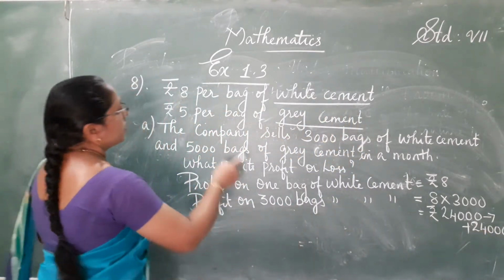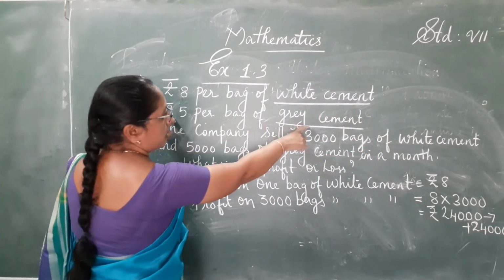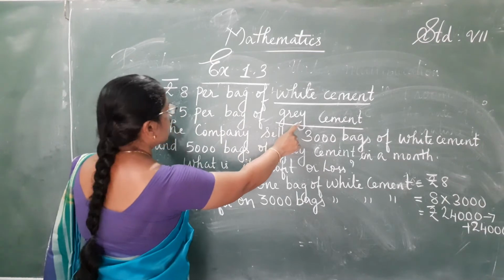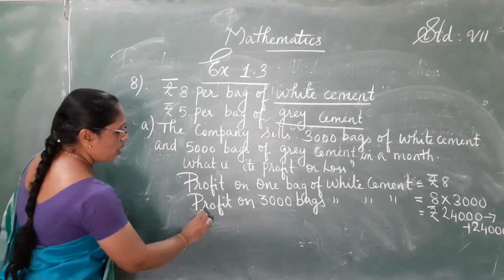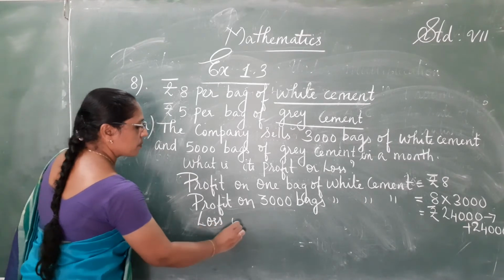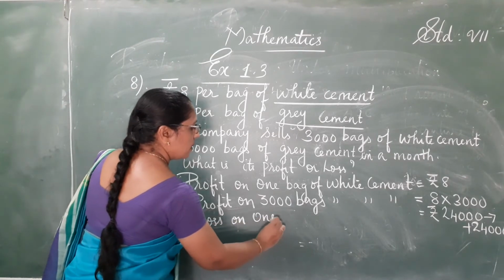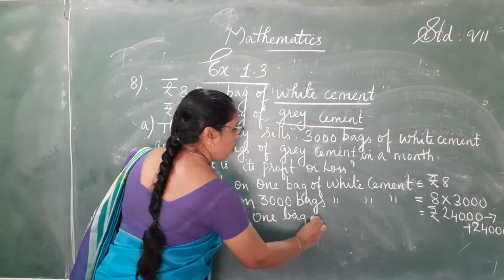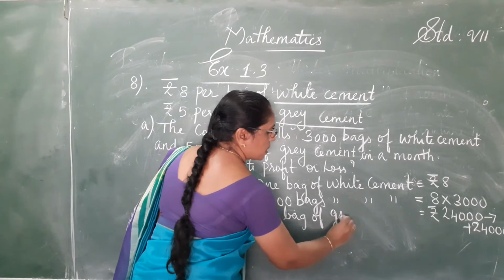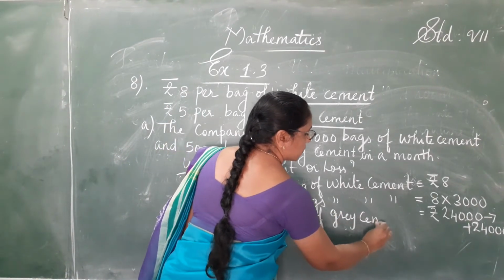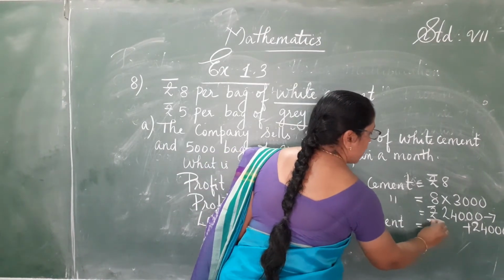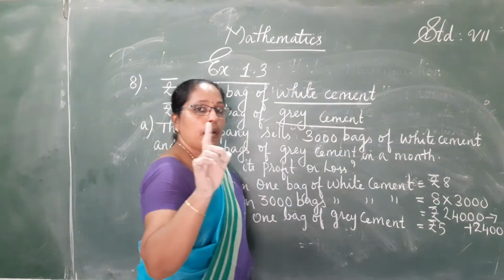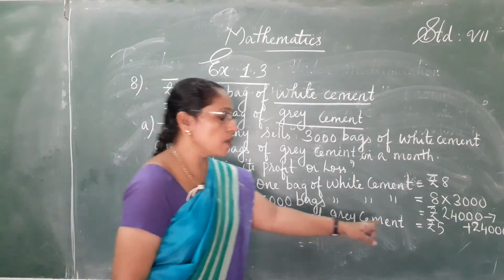Okay, now next is about the grey cement. Grey cement he sells at rupees 5 per bag loss. That means loss on one bag of grey cement is equal to rupees 5. On one bag he is getting a loss of rupees 5.